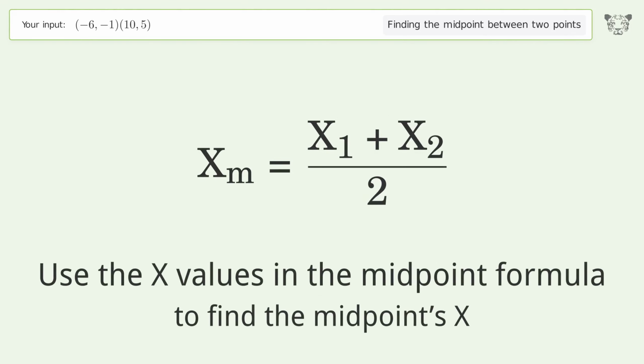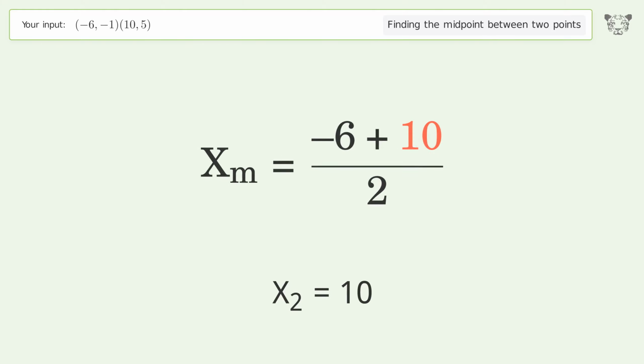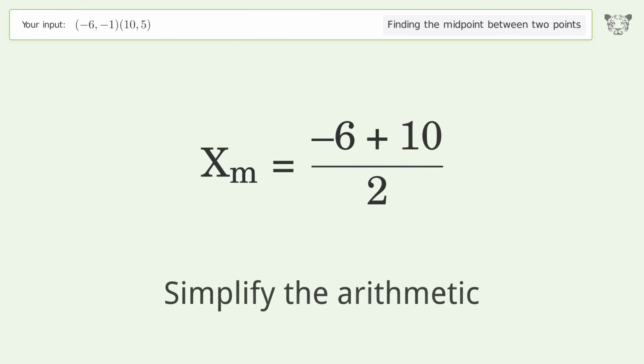Use the x values in the midpoint formula to find the midpoint's x. x1 equals -6, x2 equals 10. Simplify the arithmetic.